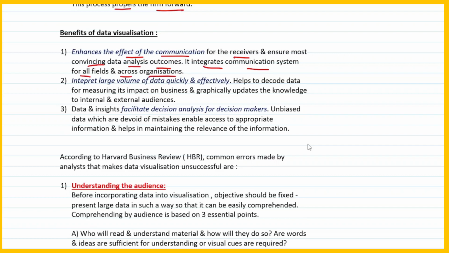So for example, there are many departments in your organization. So if your communication is good, the data visualization can make sure that all the departments are viewing the same thing and they are able to work in sync, right? And this can happen across the organizations. Now for example, if a company has different entities also, data visualization can make sure that all these organizations are again working in synchronization, right? So that's what it talks about.